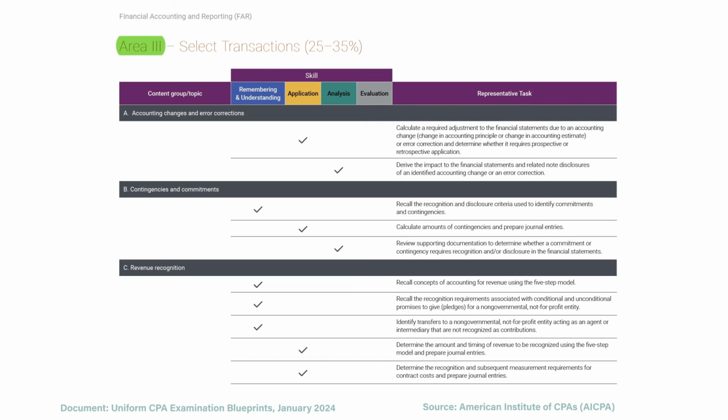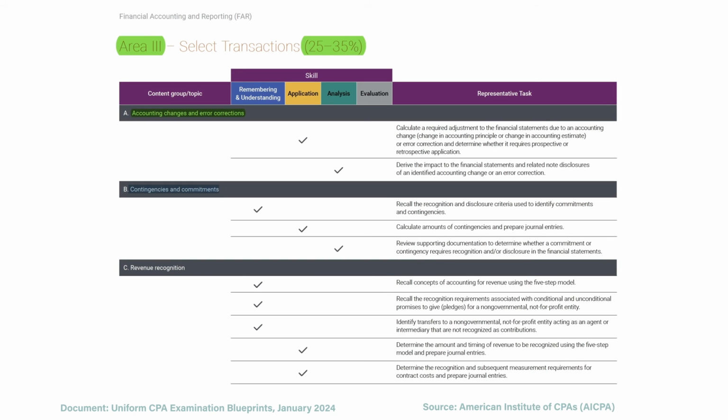Now that we're past the balance sheet accounts, we've made it to area 3 of the exam, select transactions, which is 25 to 35% of your exam. First, we have accounting changes and error corrections. So when you have a change in accounting principle or an accounting error, how do you correct that? Do you go back in time or do you go forward in time and correct it?